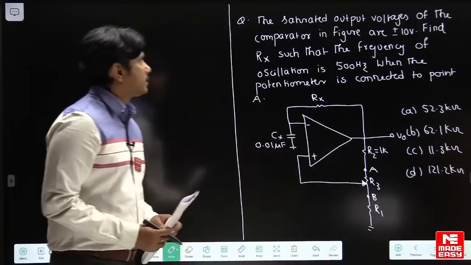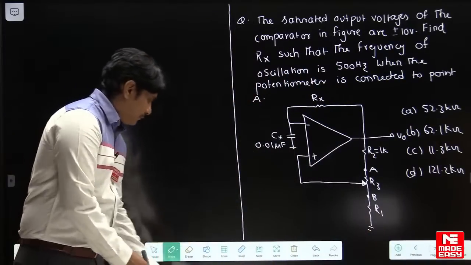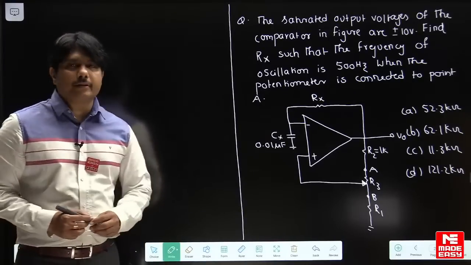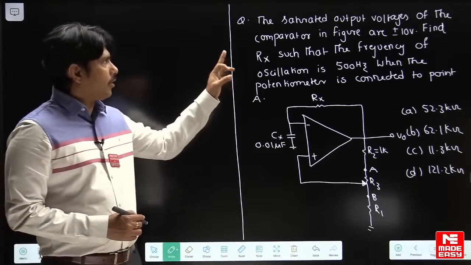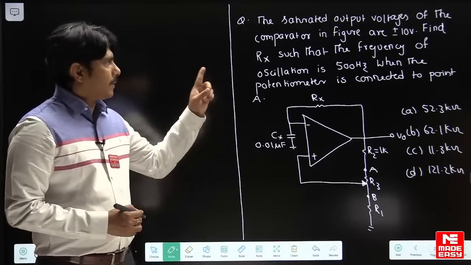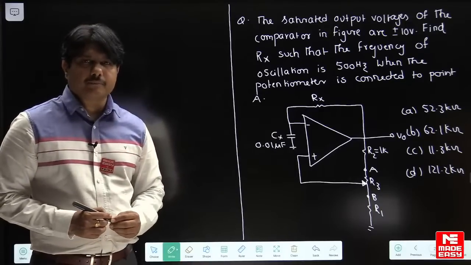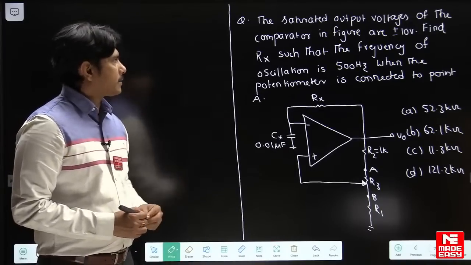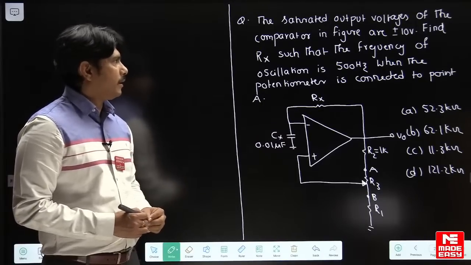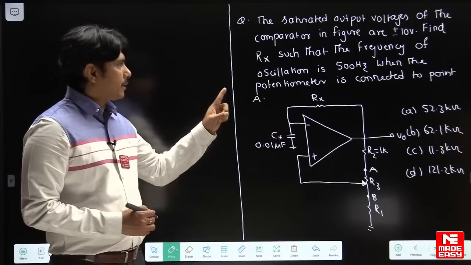So one more question is there here. This is the last question. With this we'll end up the session. The saturated output voltage of the comparator in the figure is plus or minus 10 volts. Find Rx such that the frequency of the oscillation is 500 Hz when the potentiometer is connected to the point A.